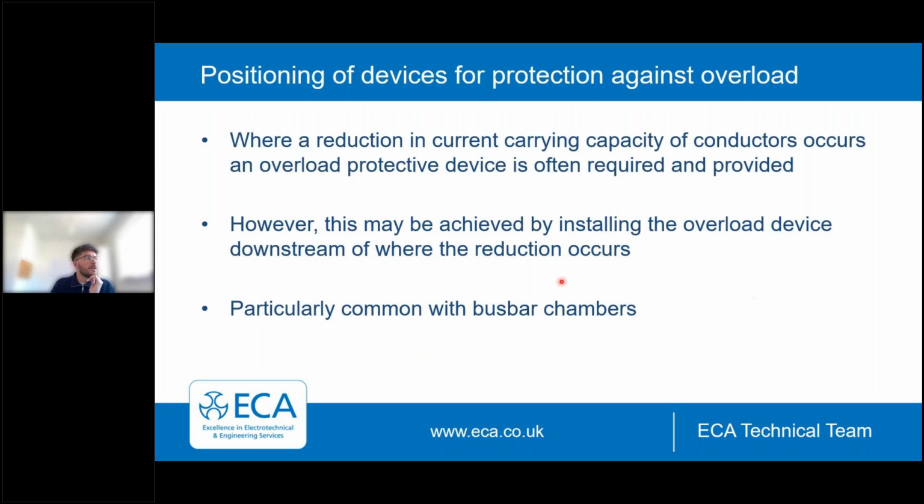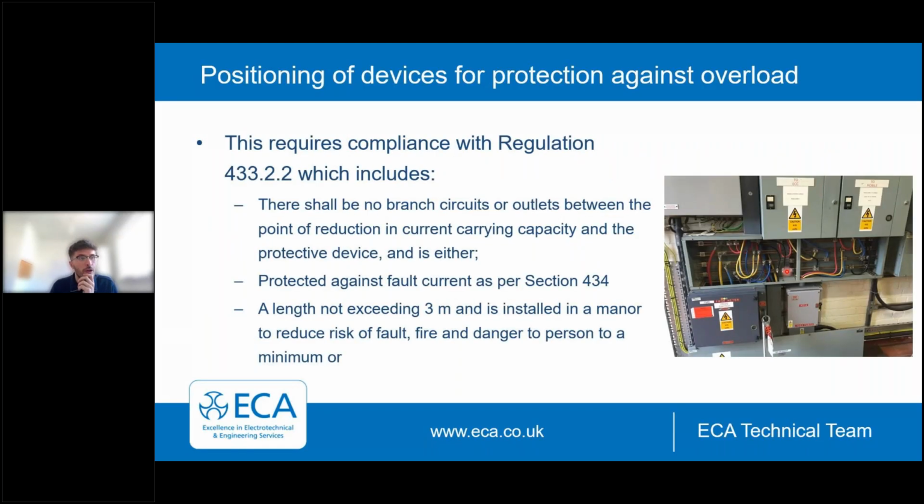However, overload protection can be achieved by installing the overload device downstream of where a reduction occurs. Now, this example would be particularly common with a busbar chamber, maybe what we see in this example in the photo here. So we'll look at that in a bit more depth in a second. In order to place the overload protective device downstream of where the reduction has occurred, maybe where our cables have become smaller, it requires compliance with regulation 433.2.2.